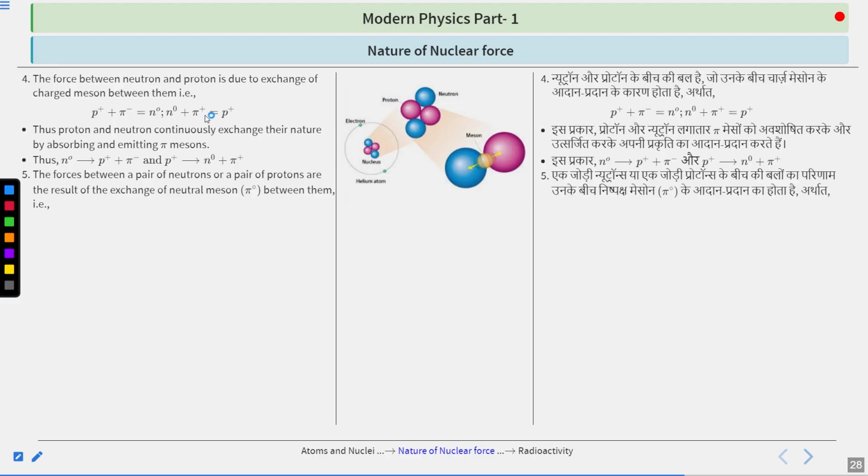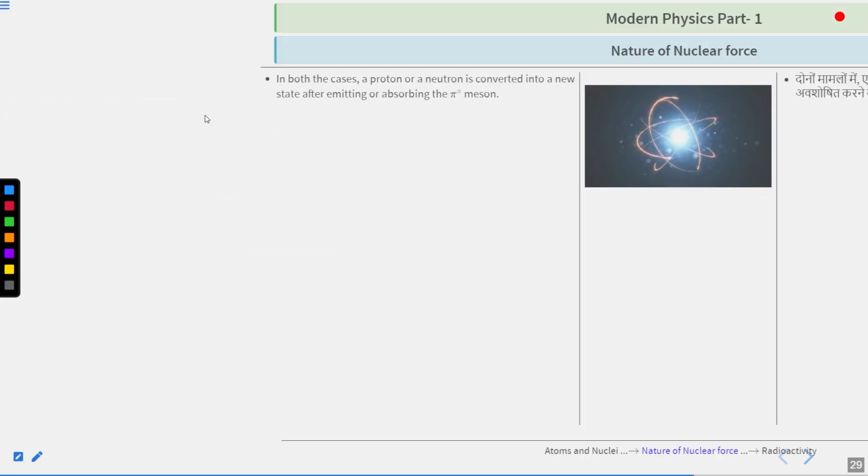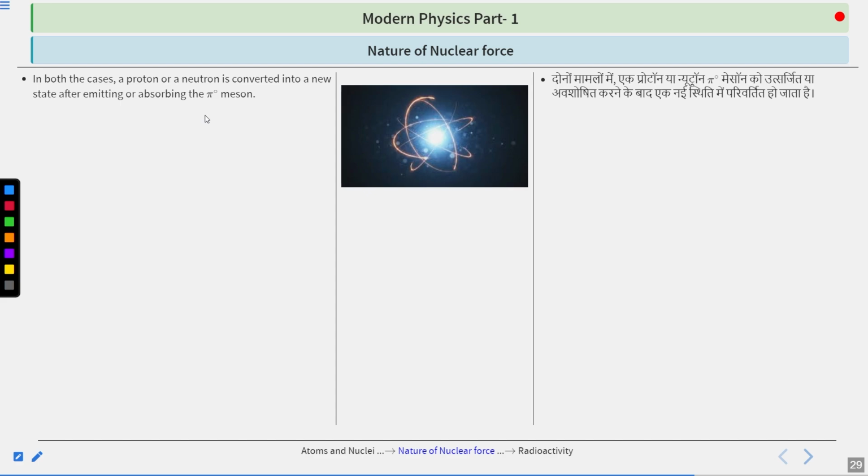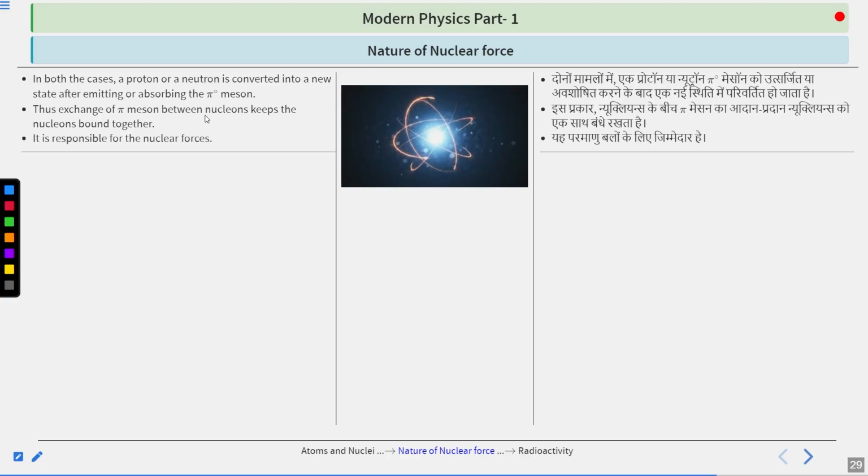The forces between a pair of neutrons or a pair of protons are the result of the exchange of neutral meson pi zero between them. Therefore, P equals P1 plus pi neutral, or P plus pi neutral equals P1, and N equals N plus pi neutral, or N plus pi neutral equals N1. In both cases, a proton or a neutron is converted into a new state after emitting or absorbing the pi neutral meson. Thus, exchange of pi mesons between nucleons keeps the nucleons bound together. It is responsible for the nuclear forces.